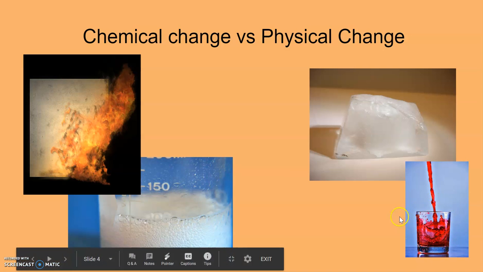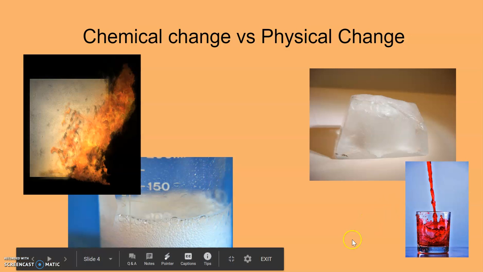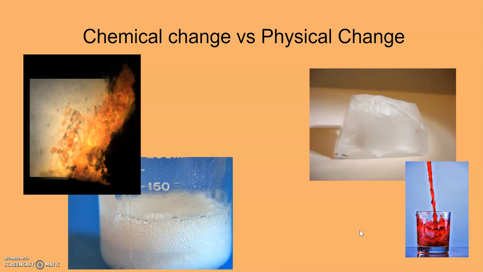Another commonly confused one is making Kool-Aid or any other drink. When you mix the Kool-Aid powder into the water, some people say, oh, that is a color change, it turned red. However, the Kool-Aid powder was red, so therefore it's going to make the water red. And really, the Kool-Aid powder just dissolves in the water. Nothing new is made. So that's the difference between a chemical and physical change.